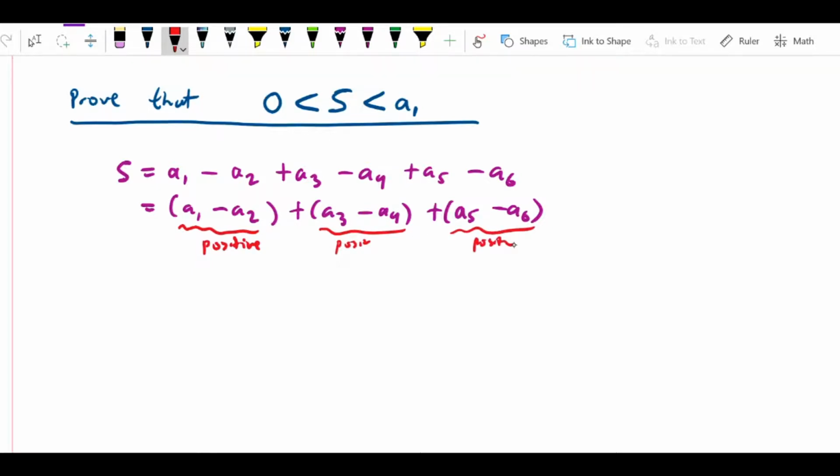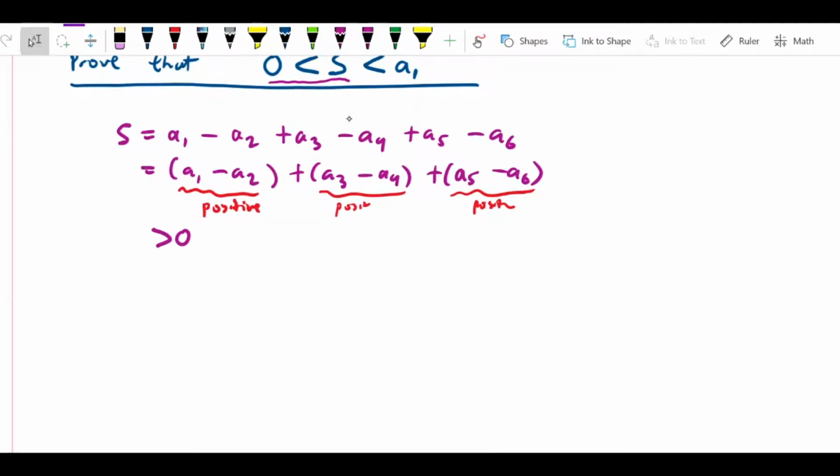So when I take all of these together, what you can see is that I'm taking a whole bunch of positive numbers and adding them together, which means that I can only get something that's greater than 0. So that takes care of this part. So let's do the other part, which is showing that it's less than a1. All we have to do is group the terms together slightly differently.